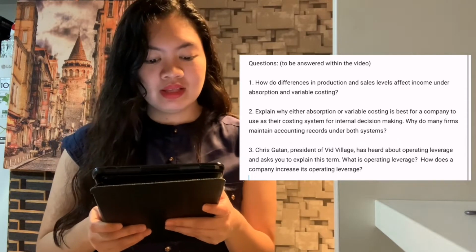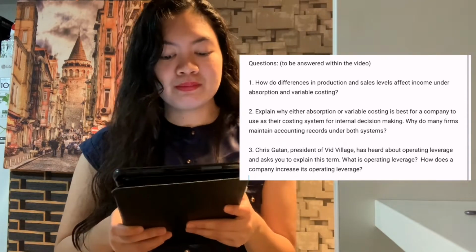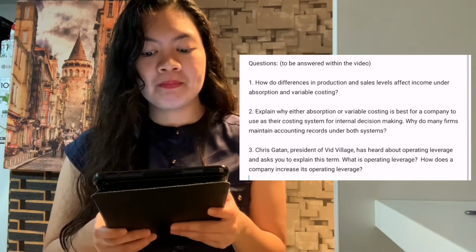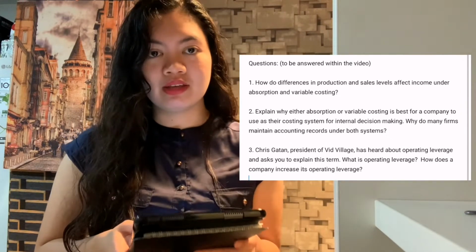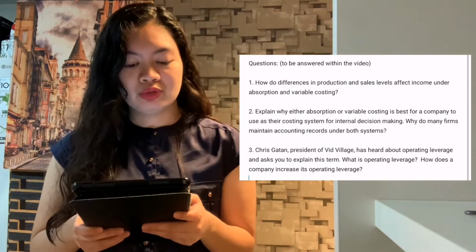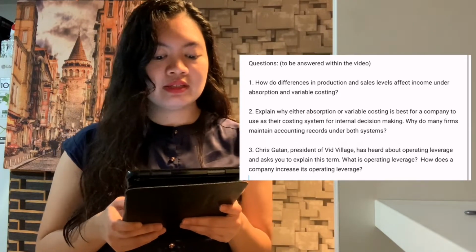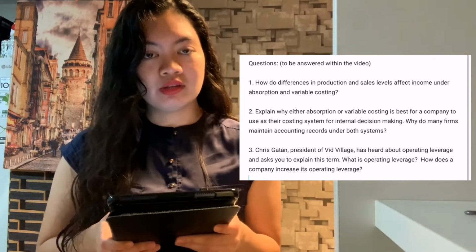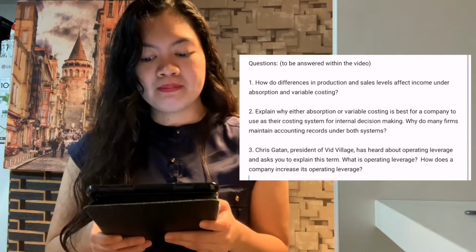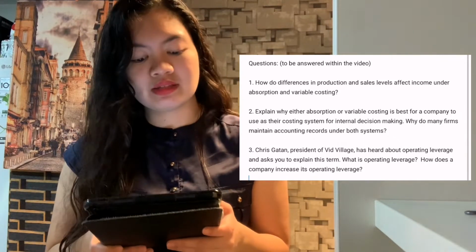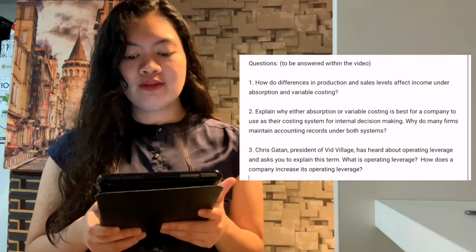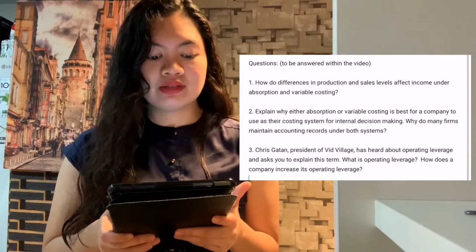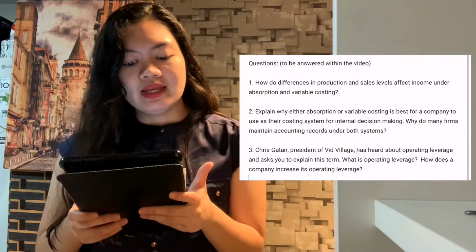Question number 1. How do differences in production and sales level affect income under absorption and variable costing? Question number 2. Explain why either absorption or variable costing is best for a company to use as their costing system for internal decision making. Why do many firms maintain accounting records under both systems?